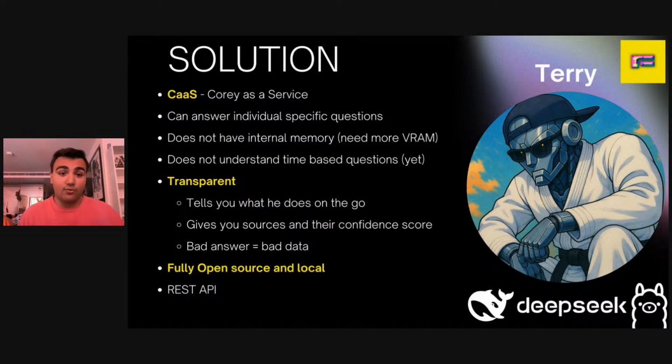Now, Terry works with simple questions, so you can't really go on with very complicated stuff, and it will try to look up what it actually knows. It doesn't have internal memory, meaning that if you ask a question and then ask another question based on the previous one, that won't work. You ask one question, you get an answer for that, and you move on.